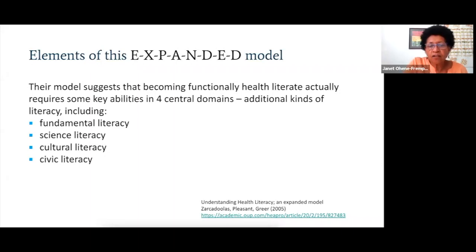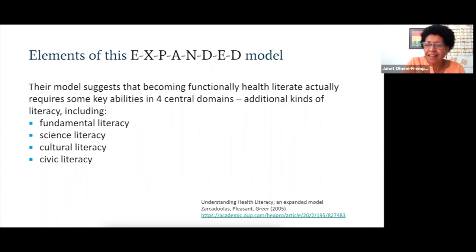So their model suggests that becoming functionally health literate, it's really an expanded model, actually requires some key abilities in 4 central domains. Additional kinds of literacy. Let me just read these to you. So fundamental literacy, this is where we've focused a lot of our attention over the past, say, 20 years or so. People's ability to read, write, compute, and so forth. And we were right to, and continue to, focus on the readability of our messages. We don't want to confuse people. We don't want to offend people. But they went beyond that.